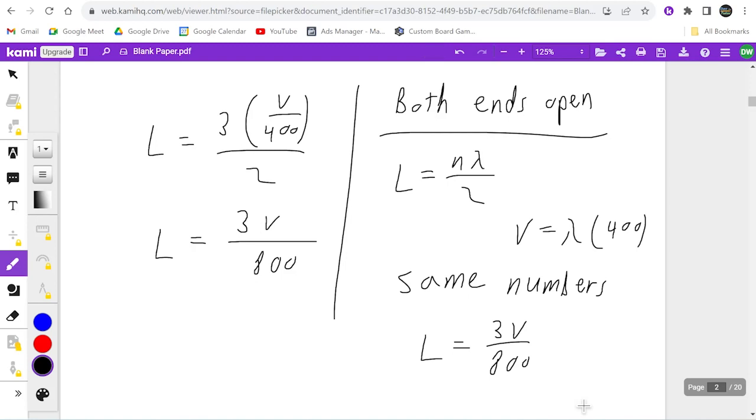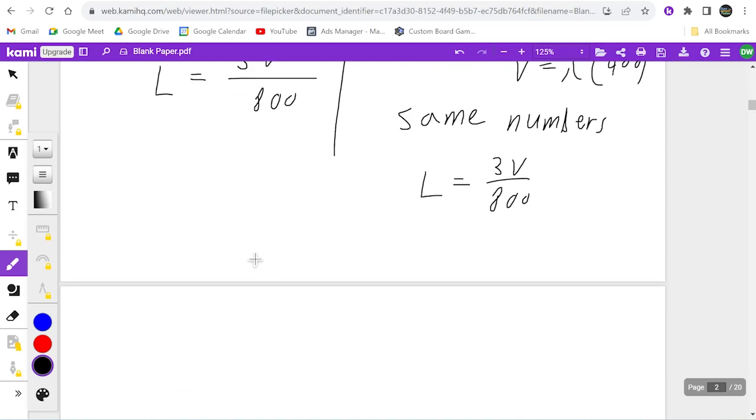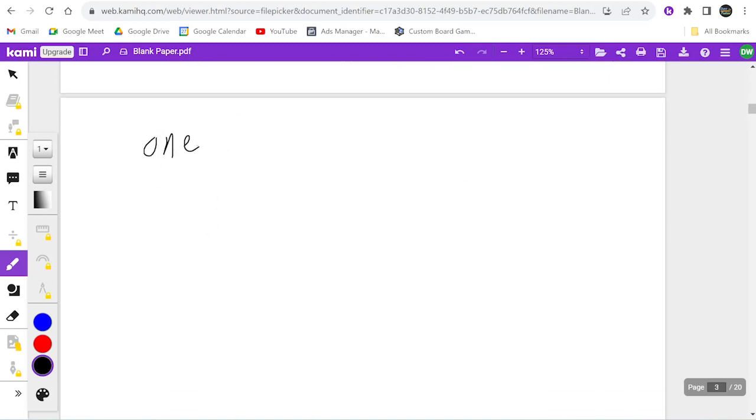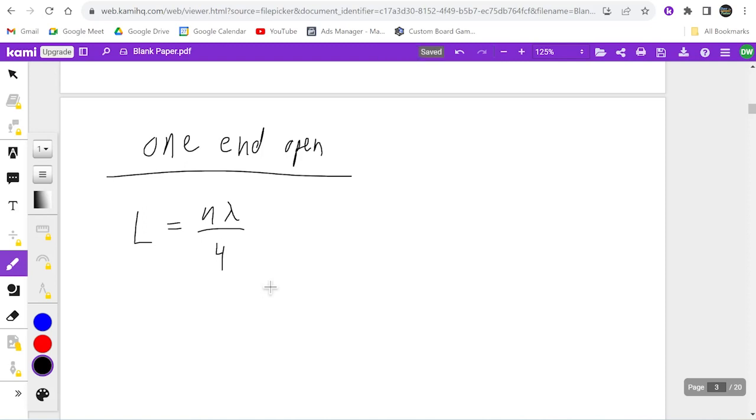Okay. And then the last one is the one end open, one end closed. For this, L equals n lambda over 4. Don't forget, it's over 4 now because that's what the equation is for one end open. And also, the wavelength is honestly still the same. It's still v over 400. The wave speed does not change with a bottle example. So still v over 400.